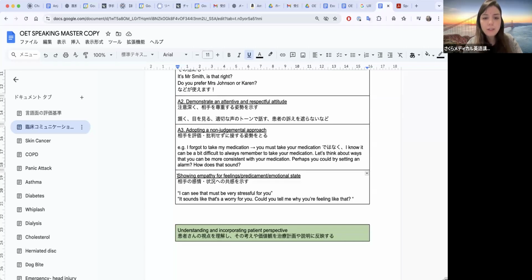A4, showing empathy for feelings, predicaments, or emotional state. I can see it must be very stressful for you. It sounds like that's a worry for you. Could you tell me why you're feeling like that? That's awful. That sort of thing.